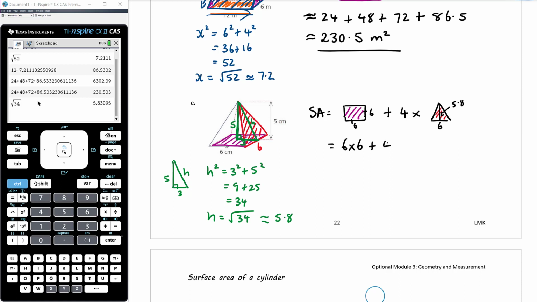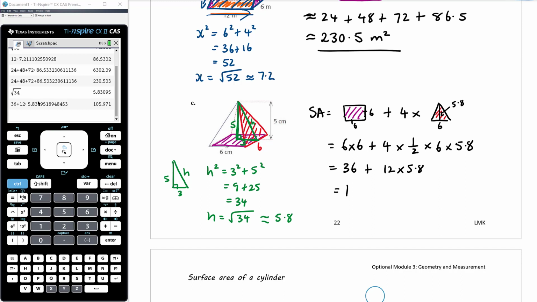So our surface area is going to be 6 by 6 for the square on the bottom, plus we're going to have 4 triangles. Area of a triangle is half, times, in this case, the base is 6, and times the height, in this case, is that rounded decimal we've just worked out, 5.8. Alright, so that's 36 plus 4 times a half is 2. 2 times 6 is 12, so it's going to be 12 times 5.8. Alright, so we've got 36 plus 12 times this number we worked out up here.